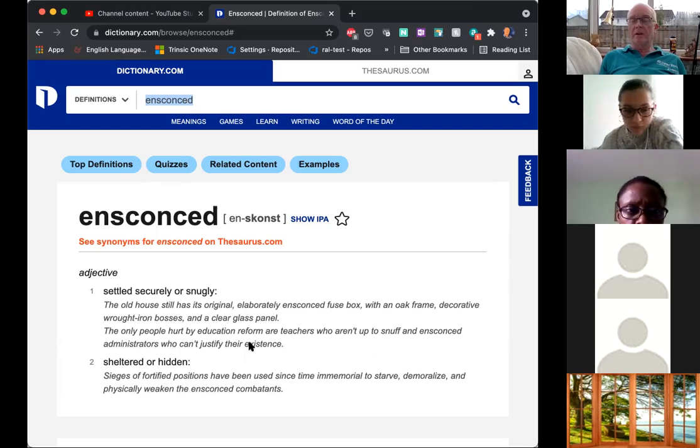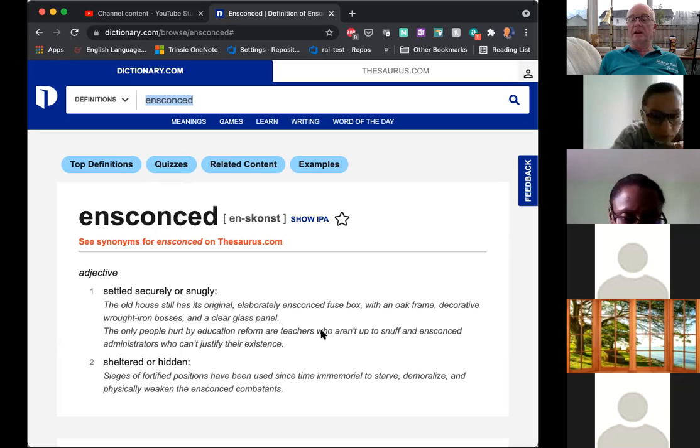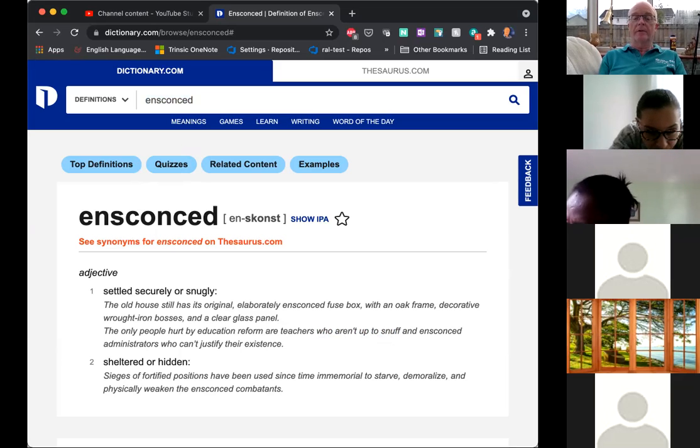Okay, this is quite a good statement. First of all, before we go into the detail, I want to look at this expression here, aren't up to snuff. Aren't up to snuff. Now that's probably gobbledygook. Is that gobbledygook to people? Aren't up to snuff.